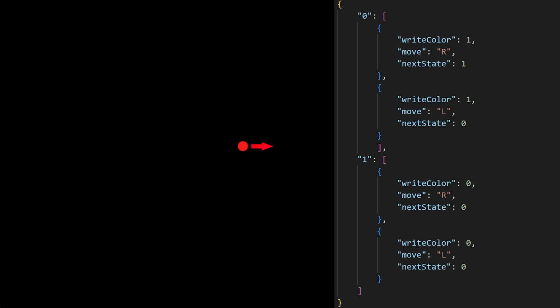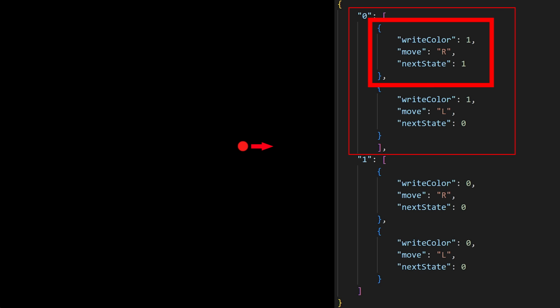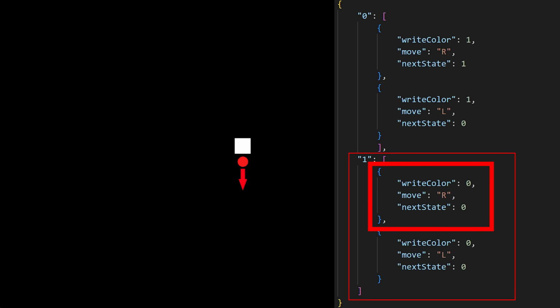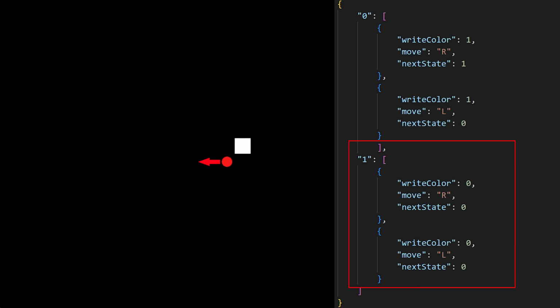We always start in state 0, the first one, and we read black, which is color 0. So for state 0, color 0, this is the action. Write color 1, white, move right, and change to state 1. We are now in state 1, the second one, so we now follow these rules. We read black again, so state 1, color 0, write black, move right, and go back to state 0.